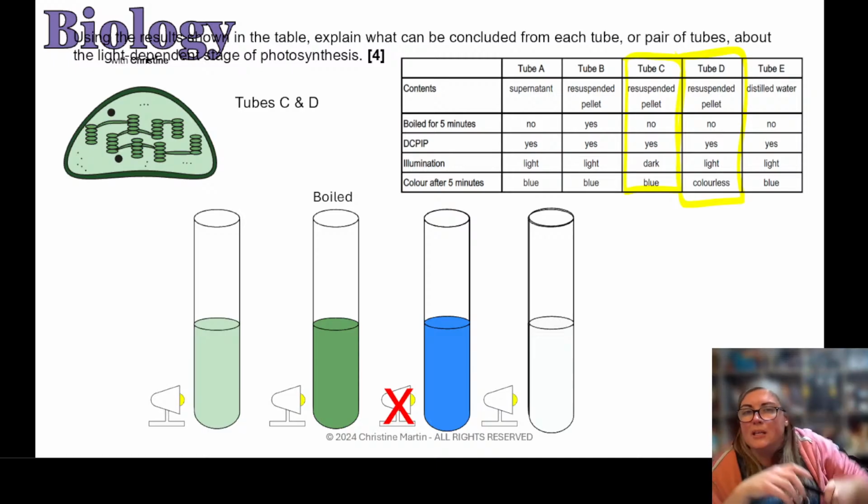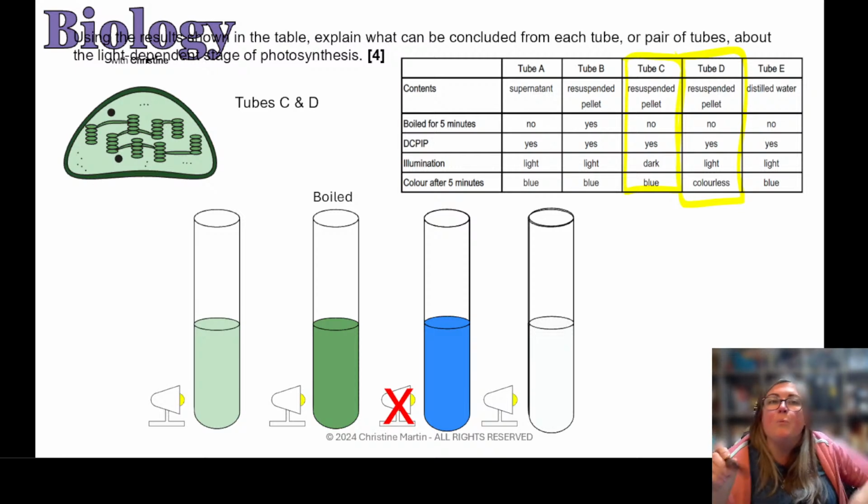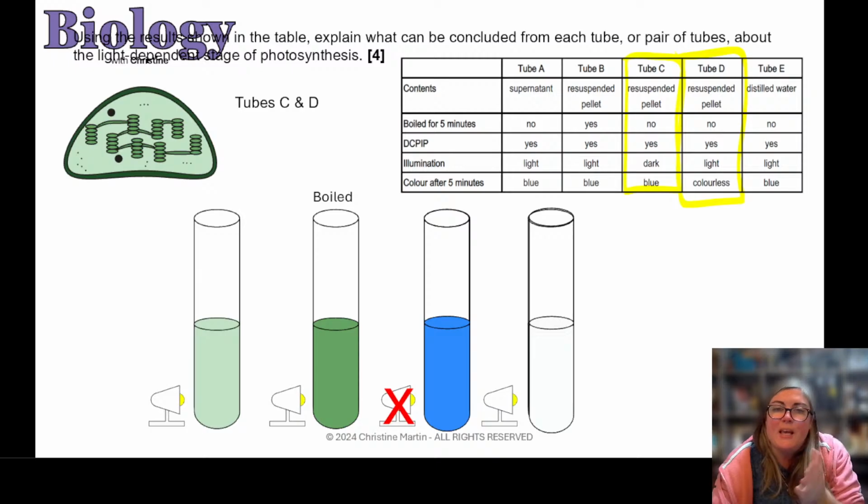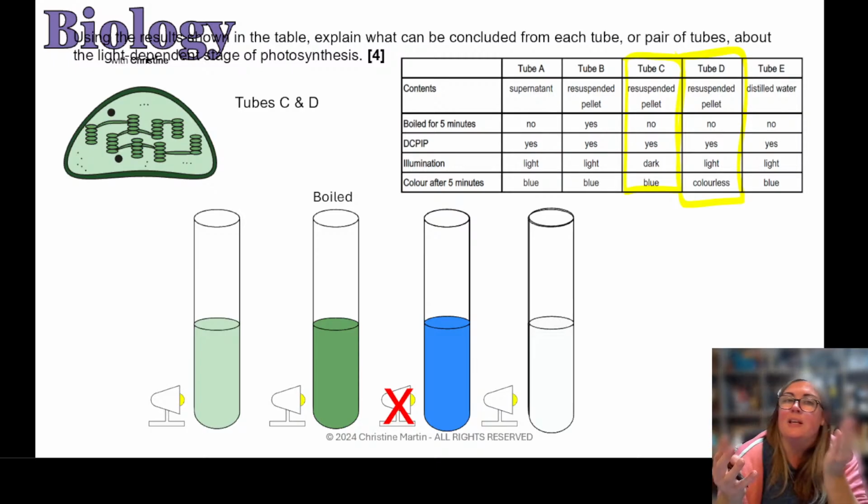And that was in the question above. Oh, does it show C isn't light dependent and D is? It's not showing that C isn't light dependent. It's all showing about the light dependent stage. It's a way of you comparing if there's no light, are electrons donated anyway? It's a comparison between when there's light illuminated and when there's light not.